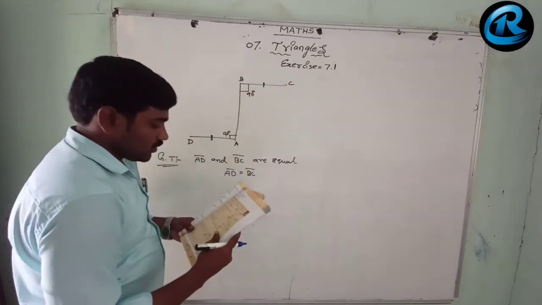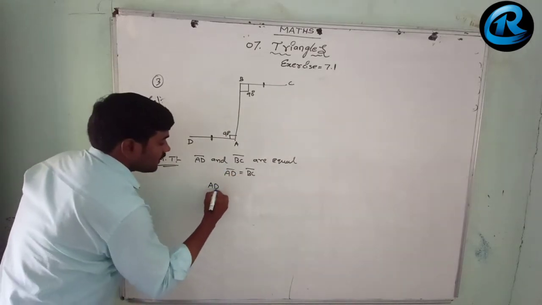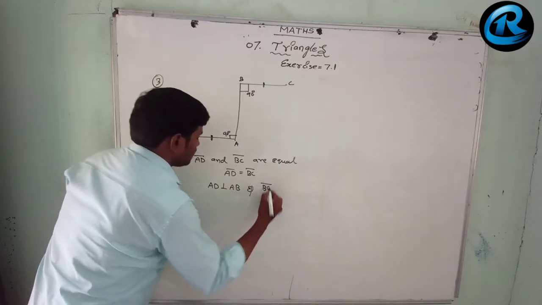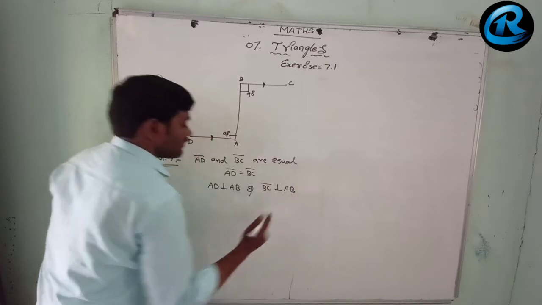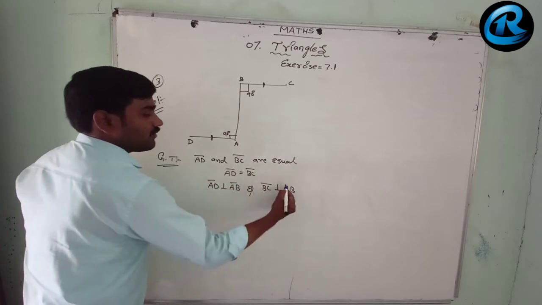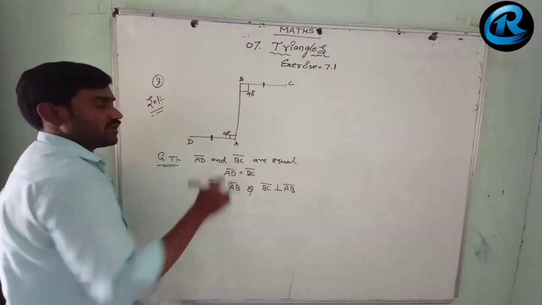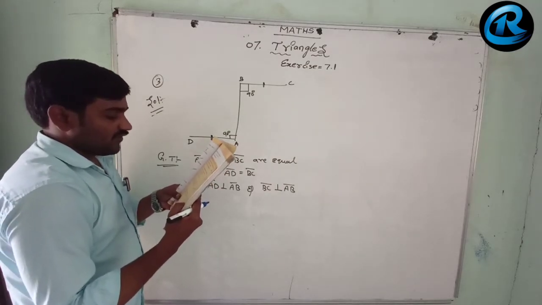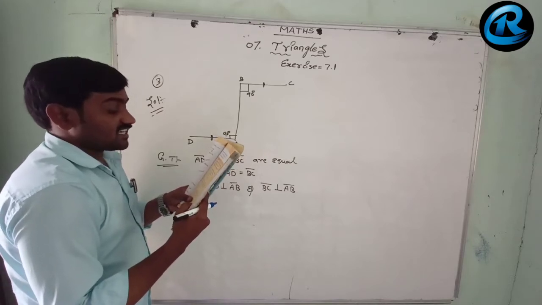Okay, so here AD is perpendicular to AB and BC is perpendicular to AB. Here AD and BC are perpendicular to AB. AD and BC are perpendicular to AB. Next, the line segment perpendicular to the line segment AB. Then show that CD bisects AB.